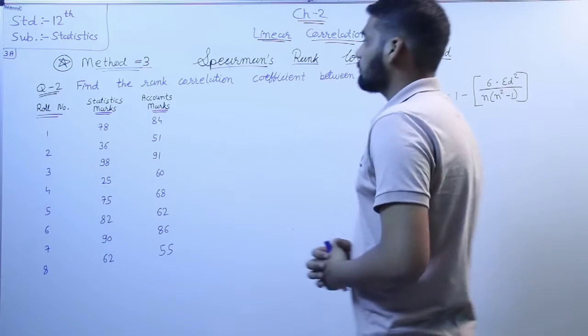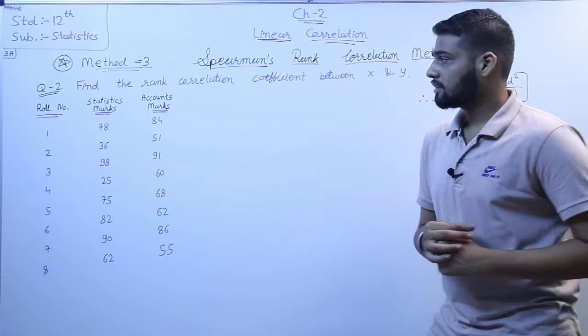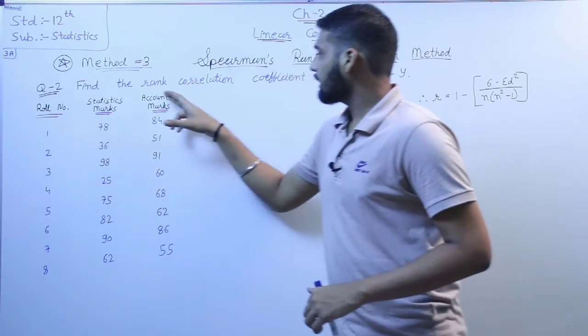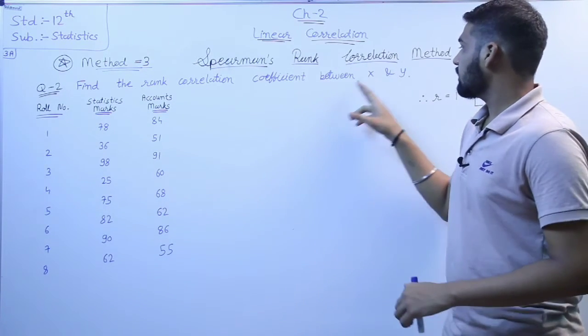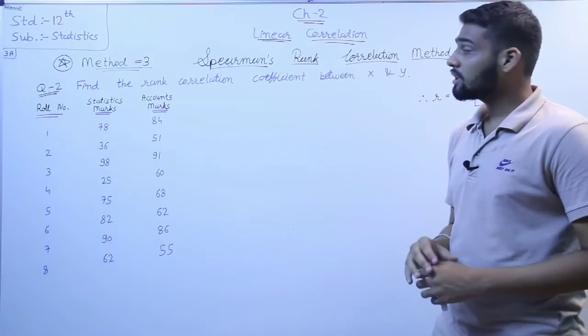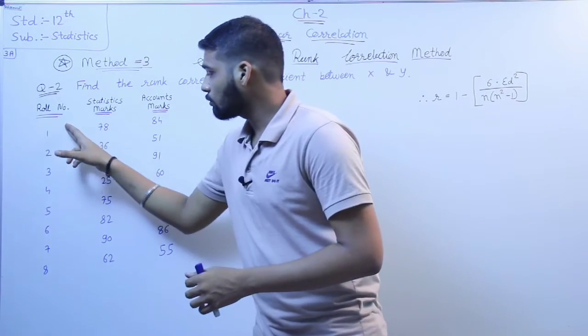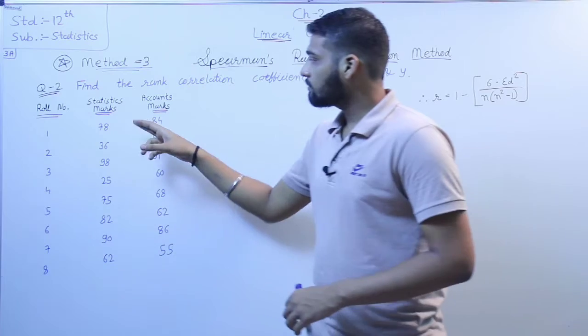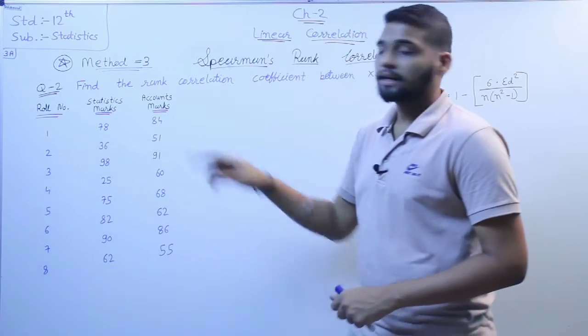Students, here is another sum of the Spearman rank correlation method. Question number 2: find the rank correlation coefficient between X and Y. Here we are given the information about roll numbers 1 to 8, with marks in the statistics subject and the accounts subject.